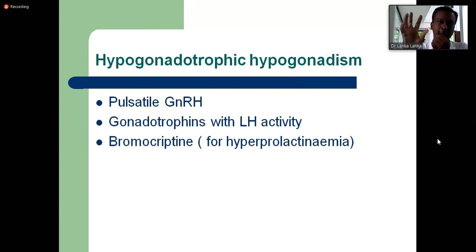So treatment basically depends on the primary cause for the subfertility. If you found a primary cause, if it is hypogonadotrophic hypogonadism, you can do GnRH. Likewise, if they are having hyperprolactinemia, you have to give bromocriptine. Likewise, these things are specific management options.